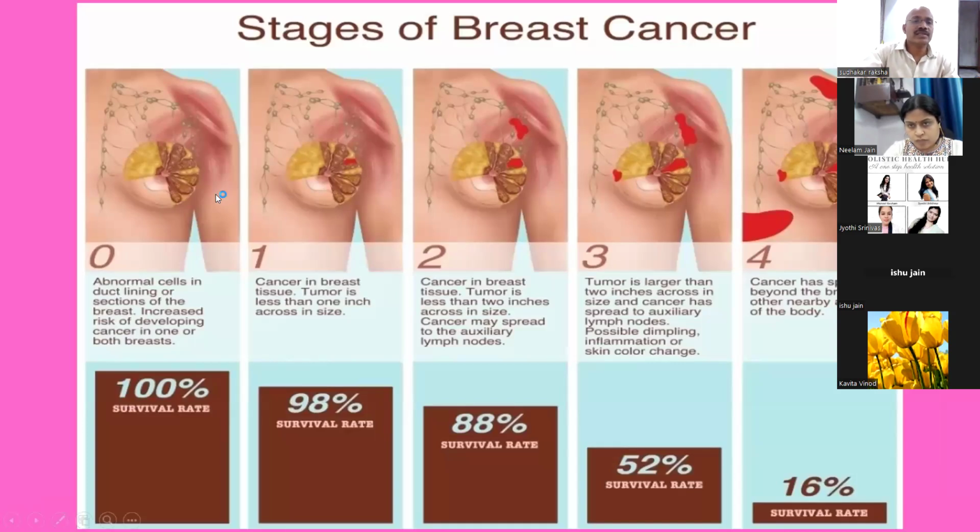So this is the staging of breast carcinoma. Stage 0 means DCIS, ductal carcinoma in situ. When the tumor cells are confined to the duct only, if we do a lumpectomy, the prognosis is excellent.